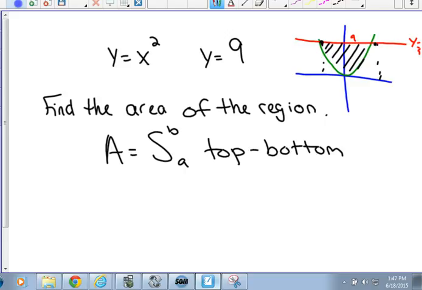Good, Megan. Nate, was that you back there? Negative 3 and 3. Good job, Nate. So -3 is the A and 3 is the B. Good, so now when you do this, you have 3 to -3. What's the top? 9 minus x squared. Great.